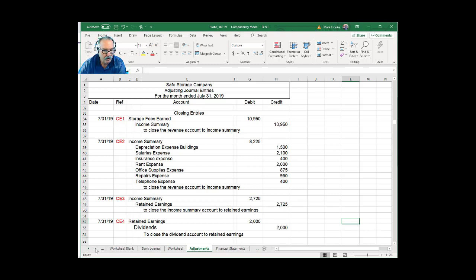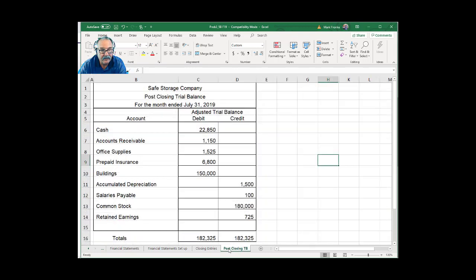So when we're done and we prepare a trial balance, we will have a post-closing trial balance that only has the permanent accounts, which are the balance sheet accounts, the assets, liabilities, and stockholders' equity. And here's what the post-closing trial balance will look like. No revenue, no expenses, no dividend.